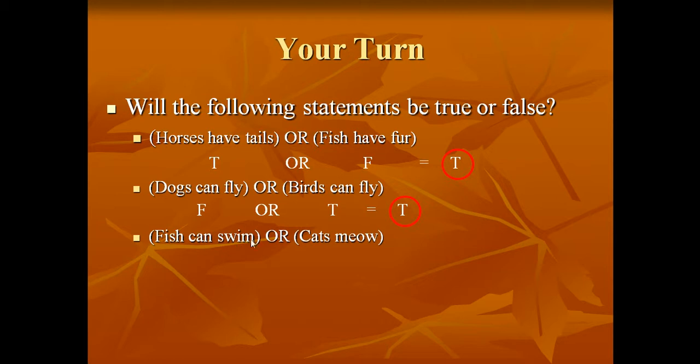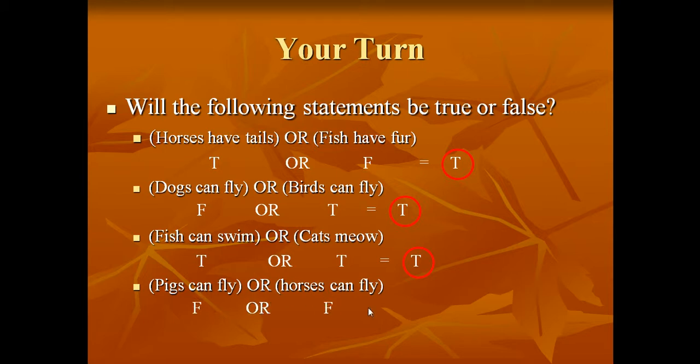Fish can swim or cats meow. Of course, we could have both true. You don't need all of the statements to be true, but true or true would give a true statement as well. So the only time you're going to run into a false statement, if you're using the or operator, is if both are false. So pigs can't fly, horses don't have tails. So false or false will give me a false statement. So that's the only time it's going to turn out to be false, is both have evaluated to false.